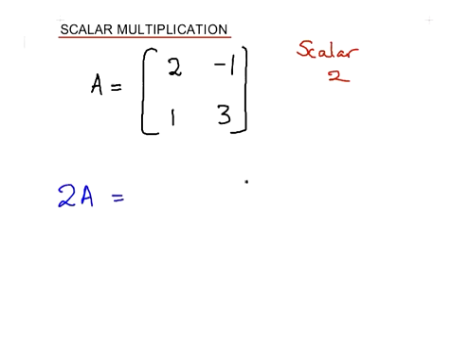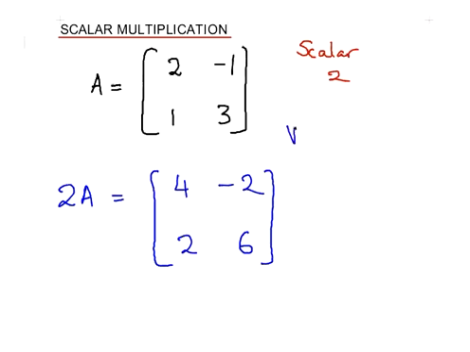To compute the scalar multiplication, what we do is simply multiply each element of A by the scalar. So in this case, we're going to have 2 times 2, which is 4, minus 1 times 2, which is minus 2, plus 1 times 2, that is 2, and 3 times 2, that gives us 6. That's it. That's scalar multiplication. Very straightforward idea. Again, just to emphasize, very different from matrix multiplication.